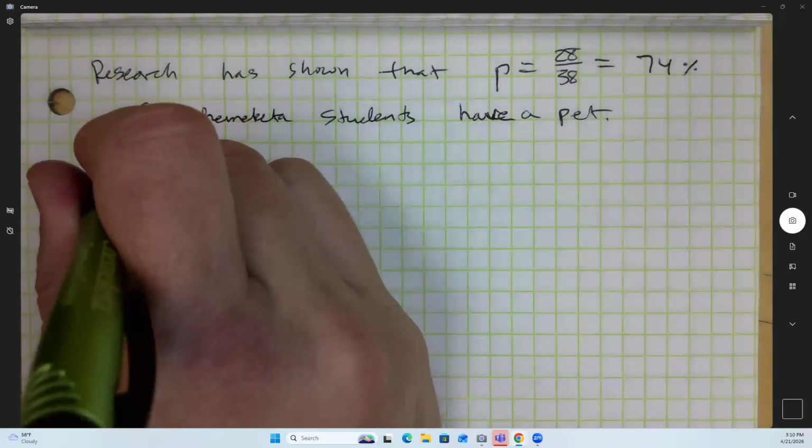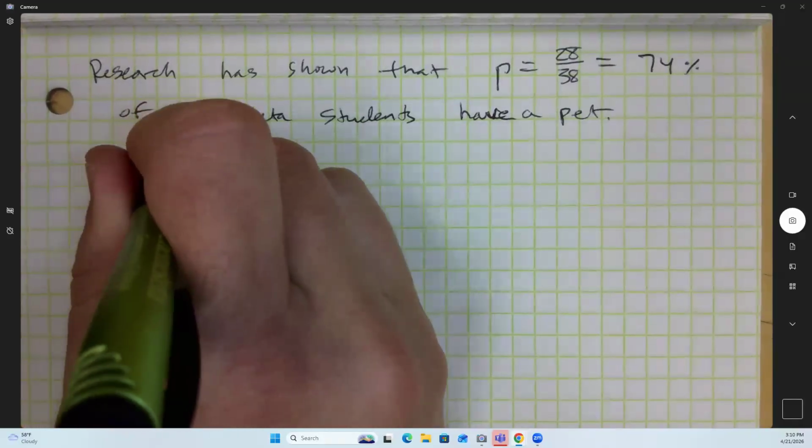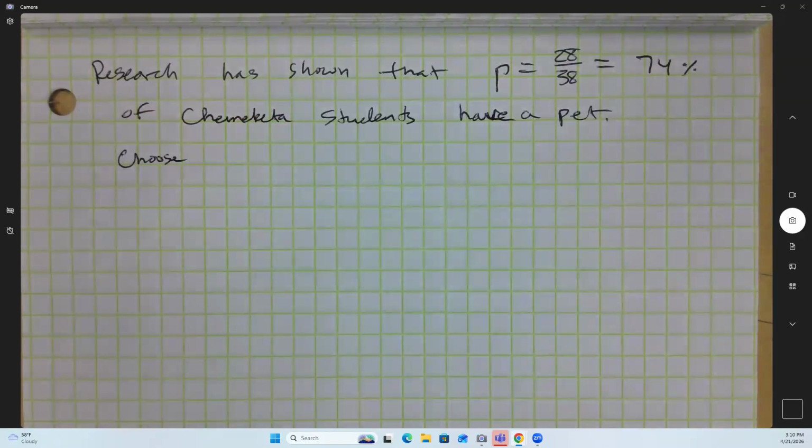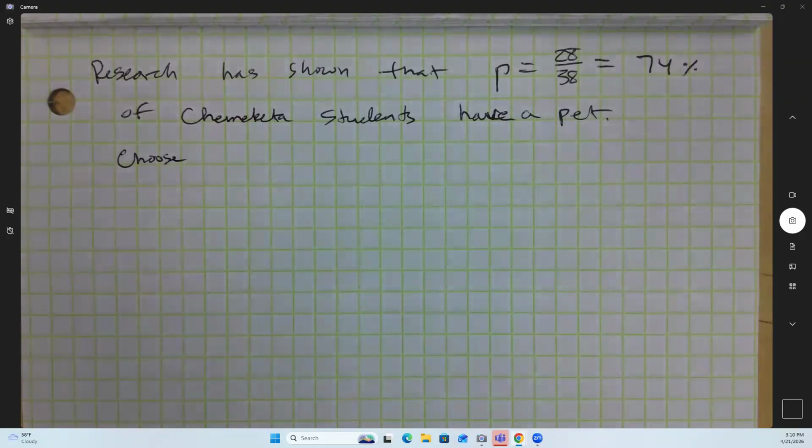Couple of questions for you. First of all, is this a simple random sample? Is this a good simple random sample? It is not, because it was a convenience sample. It's just this class, right? So probably not the best data to use for statistics, but it's what we got, so we're going to use it.